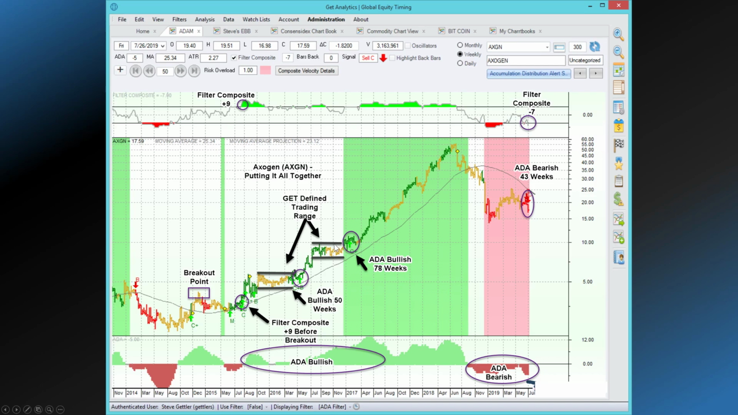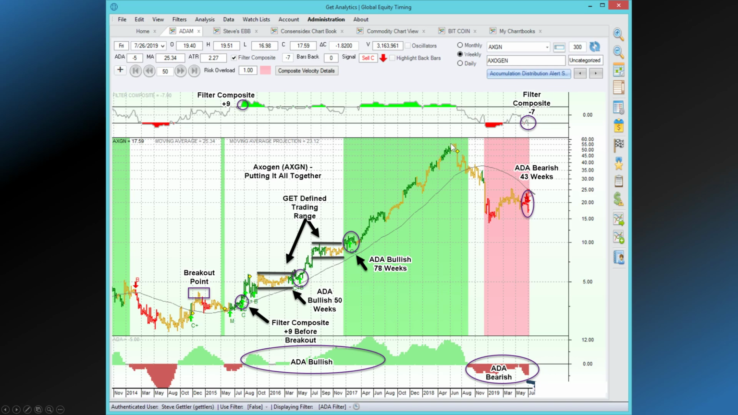The price kind of just held this line area, which had been resistance, now became support. A great buy signal, and the stock went from 10 clear on up to 55 in a very short time.